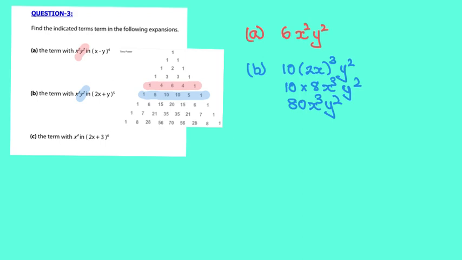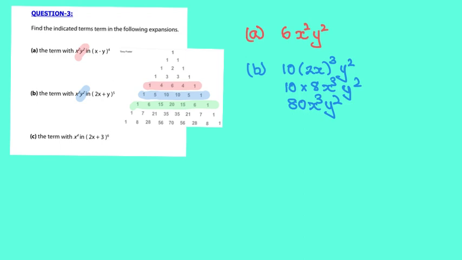C, the term with x to the power of 4 in the expansion of (2x + 3) to the power of 6. Because n is 6, we want the seventh row of Pascal's triangle. Because x is to the power of 4, to make 6, y must be to the power of 2. That means r is 3. We want the third number in the row.